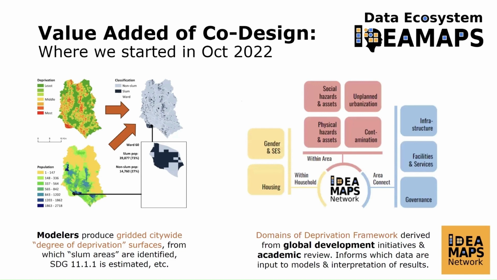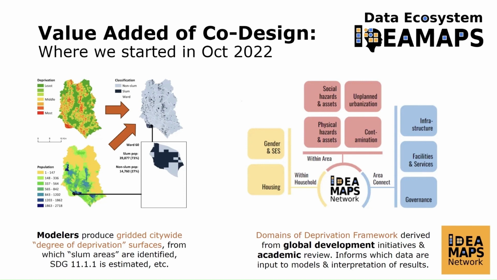We are also drawing from a domains of deprivation framework, which was developed in a previous IDEAMAPS project, which outlines 9 different types of deprivation that exist pretty much in any city and really define what deprivation means in any city. And we also imagined these domains of deprivation to inform which data went into models, but also how we interpreted the results in this general concept of deprivation.